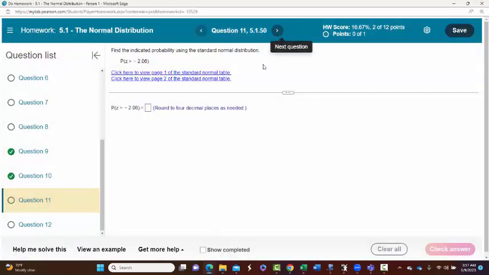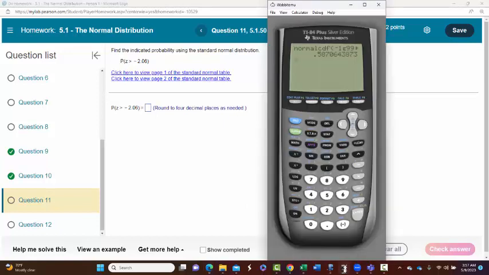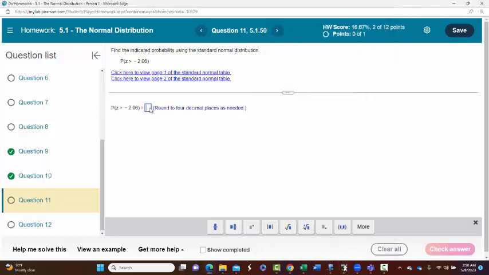Greater than negative 2.06. Greater than in the calculator. Normal CDF, greater than means we start with the number, negative 2.06, and then we finish with that positive infinity, which is positive 1e to the 99. So it's going from negative 2.06 to positive infinity. And that looks like 9803.